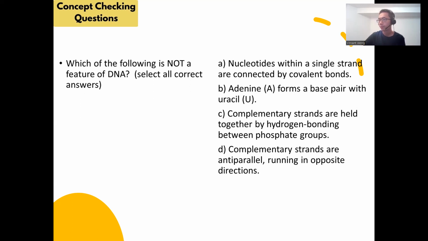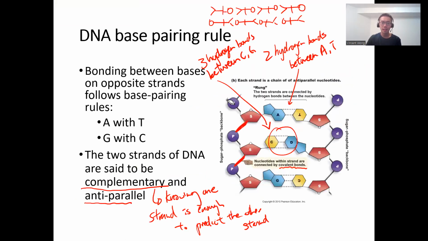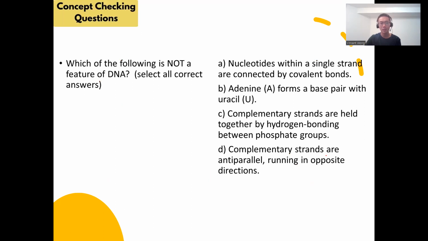I will end the poll. So let's take a look. Which of the following is not a feature of DNA? First one, nucleotides within a single strand are connected by covalent bonds. That is true. Let me show you. This is one strand of a DNA. This is the second strand. What's holding them together? Covalent bond. So that is not the answer we're looking for, because we are looking for things that are not true for DNA.